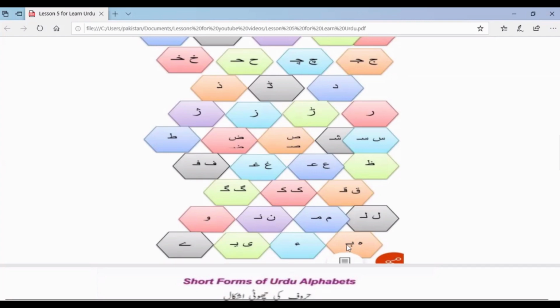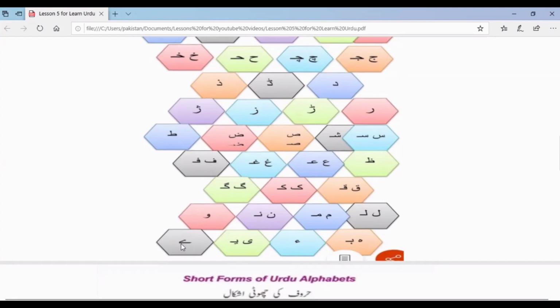When it will come in the words, it will be used in the words. Then it will look like this in the beginning. And Hamza will remain full always. And choti ye, it will look like this with 2 dots below it. And badi ye, it will always remain same, and it always comes in the end of the word.